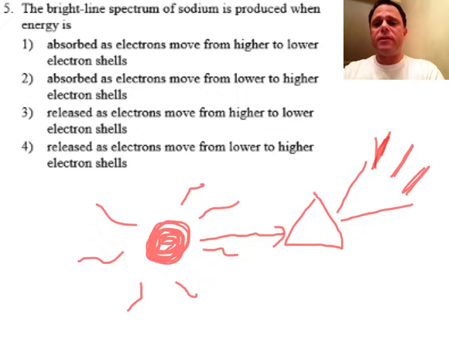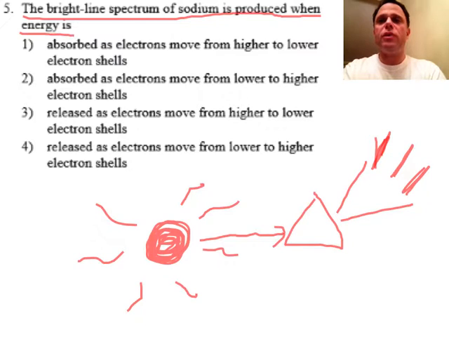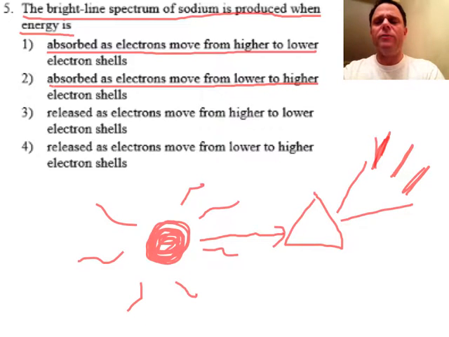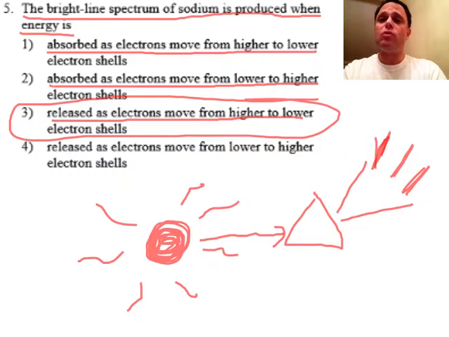So what would make this happen? And so let's grab my pen. Okay, the bright line spectrum of sodium is produced when the energy is absorbed as electrons move from higher to lower. Absorb would not make it move from higher to lower. Or when energy is absorbed as electrons move from lower to higher. No, it's absorbing. It's when it gets released. So released as electrons move from higher to lower. Yes, returning back to its ground state. So it is choice number 3.